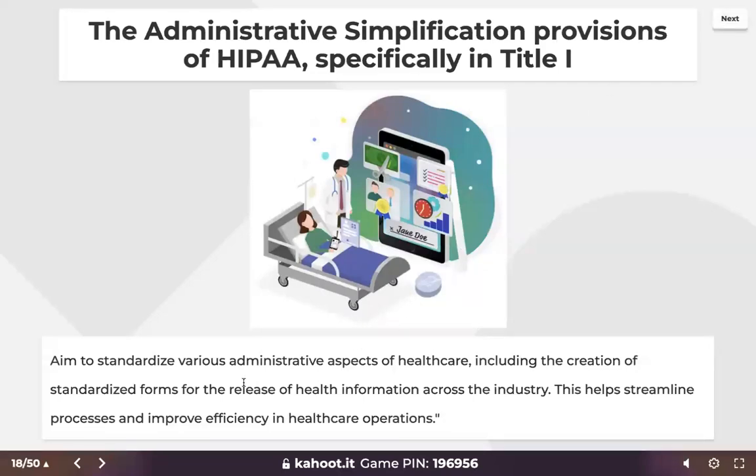So this aims to standardize various administrative aspects of healthcare, including the creation of standardized forms for the release of health information across the industry. And this also will help streamline processes and improve efficiency in healthcare operations. So it kind of makes sense, right? Administrative kind of ties into the purpose there. So if you didn't know that before, now you do.